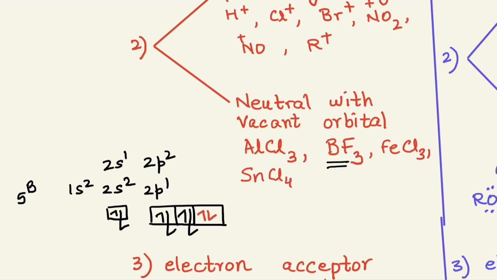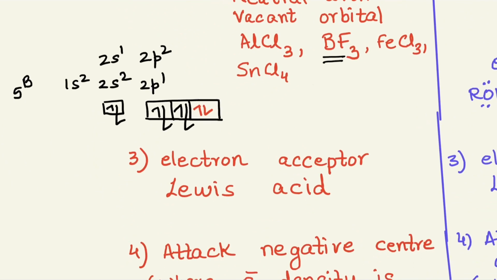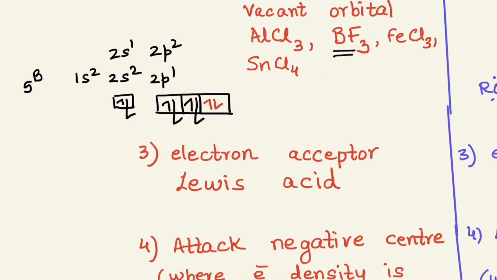That means it has the capacity to take up electrons. Hence the word electrophile, electron loving. In other words, they are capable of accepting electrons. They are electron acceptors. And what are electron acceptors? A for acceptor, A for acid.